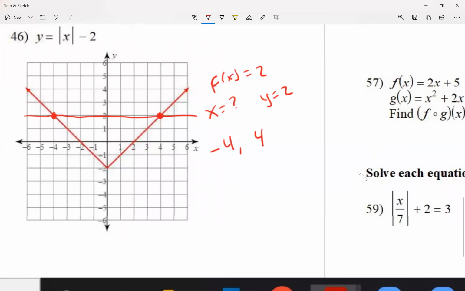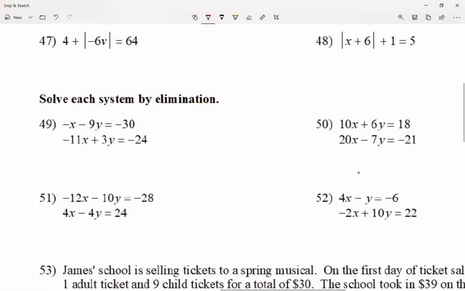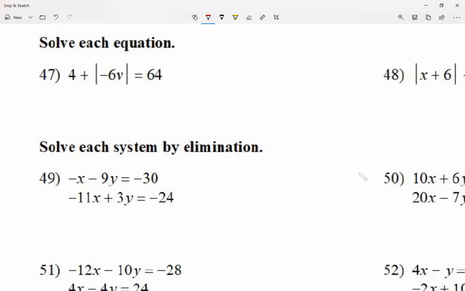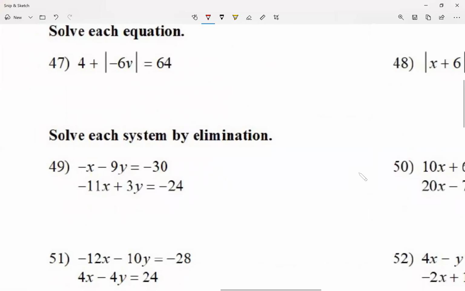Now, let's take a look at number 47. I'm also going to ask you to solve each equation, but now I don't have the graph. I'm just going to do operations, but one thing I need to do is make sure the absolute value, remember the absolute value is this thing with these lines, is by itself, so there's nothing on the outside. Right now, I do see something on the outside. I see this 4 right here. Let me highlight this.